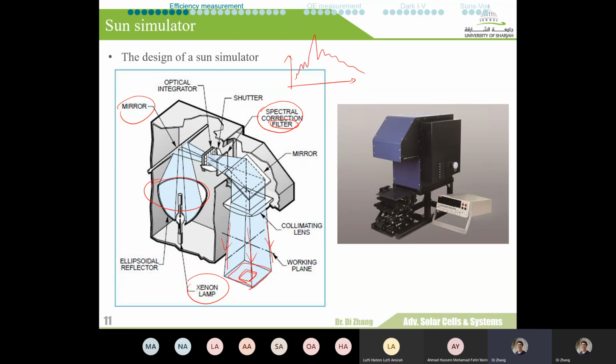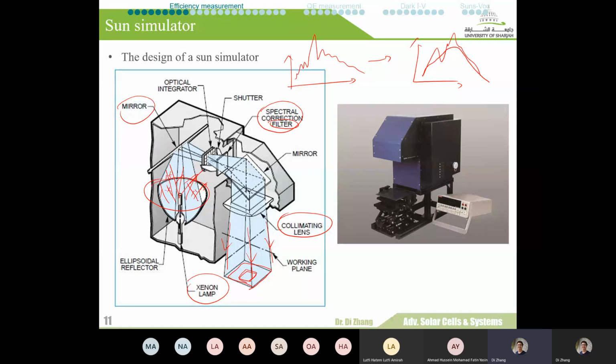If your light spectrum is like this, then after the filter, we will be removing some of the peaks and make it smoother. So this is typically the idea. And then here we also have the lenses, called the collimating lenses. The idea is that from the light source, the direction of the rays are not exactly parallel to each other. You may have rays going in all directions.